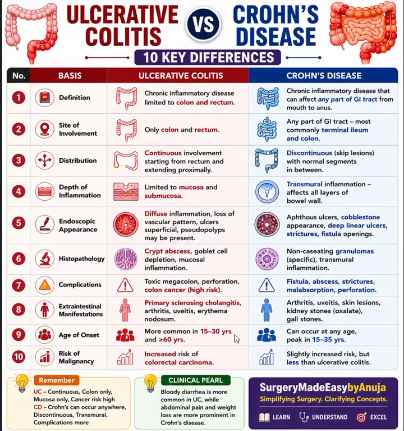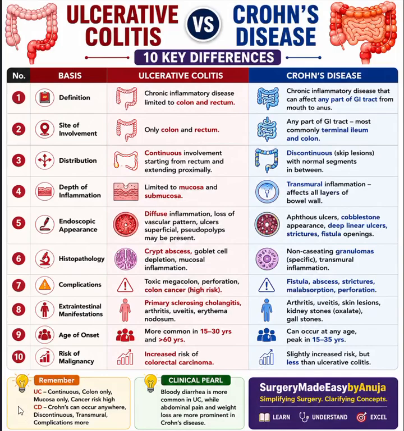The age of onset of ulcerative colitis is more common in 15 to 30 years of age, but we also see it in patients older than 60 years. Whereas Crohn's disease can happen at any age, but the peak incidence is seen in the age of 15 to 35 years. There is an increased risk of colorectal cancer in ulcerative colitis, whereas the risk of cancer is slightly less as compared to ulcerative colitis in Crohn's disease.